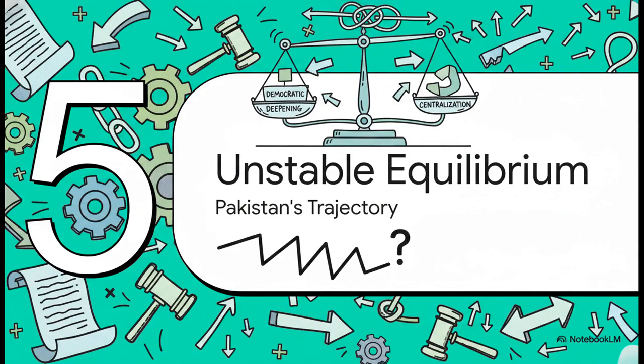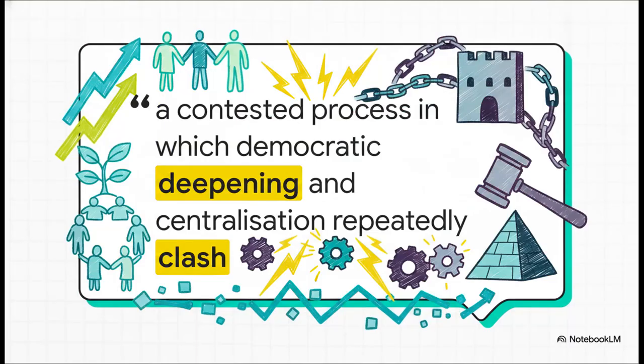Section 5. An unstable equilibrium, characterizing Pakistan's trajectory. All right, we need to bring all of this together into a really tight, highly academic conclusion for your CSS essay. If you want to impress the examiner, you need a synthesis that captures the whole debate. Dr. Ishrat Hussain provides the absolute perfect phrasing for this. Pakistan's constitutional evolution is best understood as a contested process in which democratic deepening and centralization repeatedly clash, producing a hybrid and unstable equilibrium. Think about that.